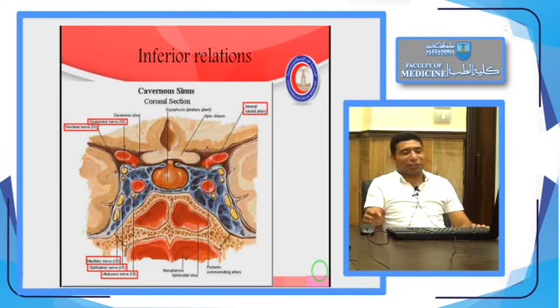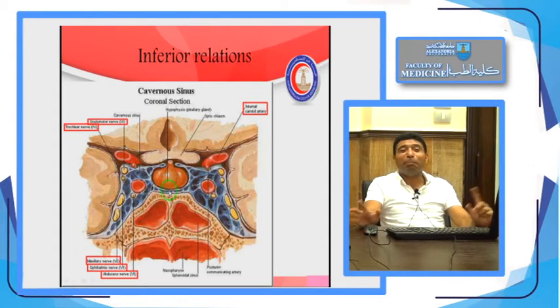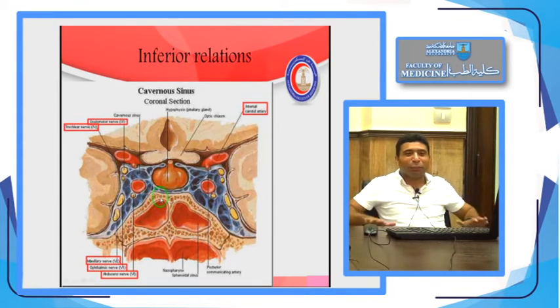The inferior relations. This is also a coronal section. This is the pituitary gland. What is the inferior relation? This blue color is our cavernous sinus on both sides. They are not alone. They are linked together in between by what's called the intercavernous sinus. This is the pituitary gland. This is the intercavernous. The pituitary gland is sitting on the body of the sphenoid, in the pituitary fossa.